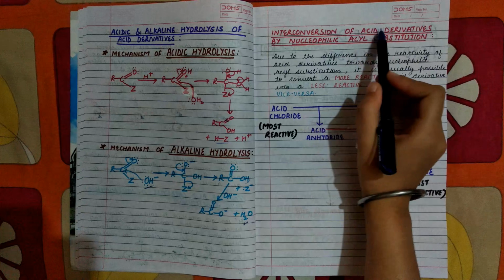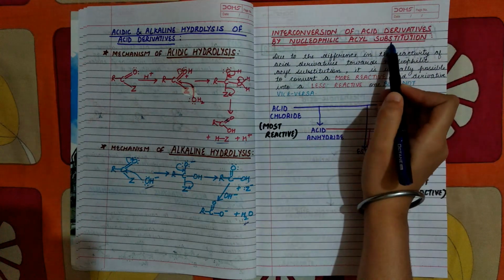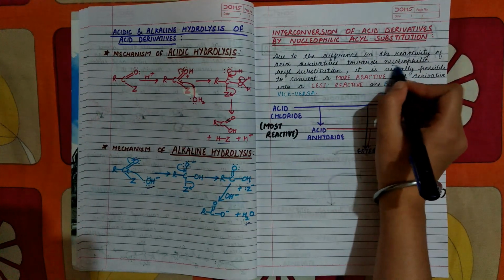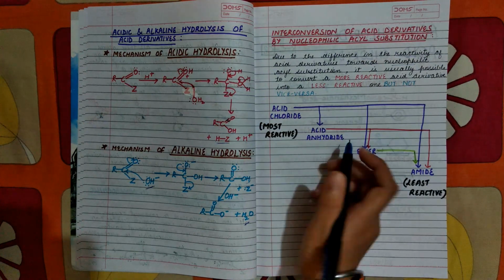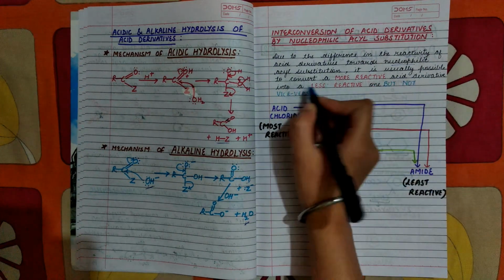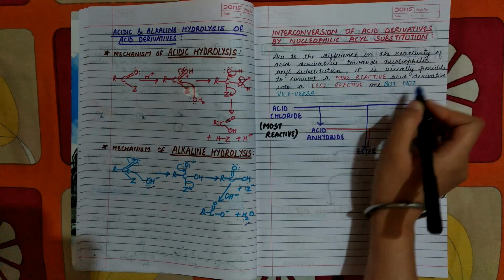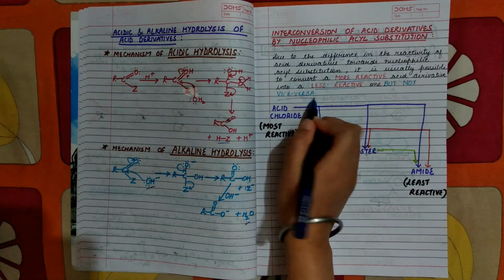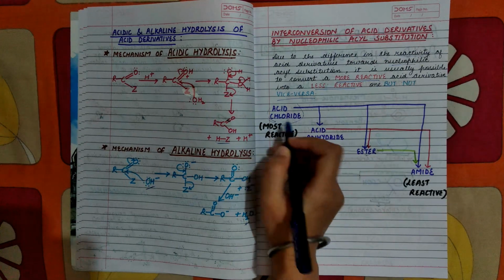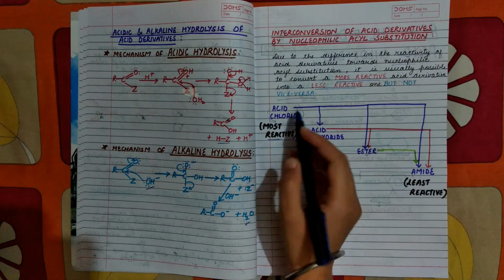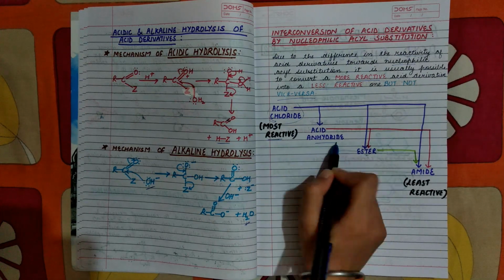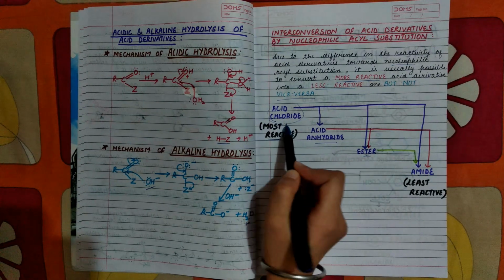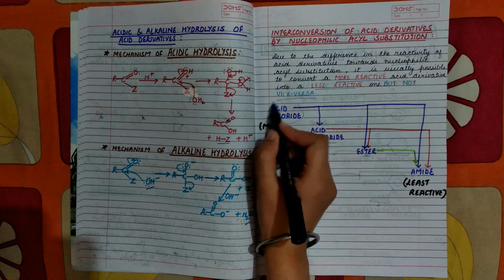Now we have interconversion of acid derivatives by nucleophilic acyl substitution. Due to the difference in the reactivity of acid derivatives towards nucleophilic substitution, it is usually possible to convert a more reactive acid derivative into a less reactive one, but not vice versa. Here, acid chlorides, we have learned, are most reactive, so they can be converted to anhydrides, esters and amides. But we cannot convert any of these to form chlorides.